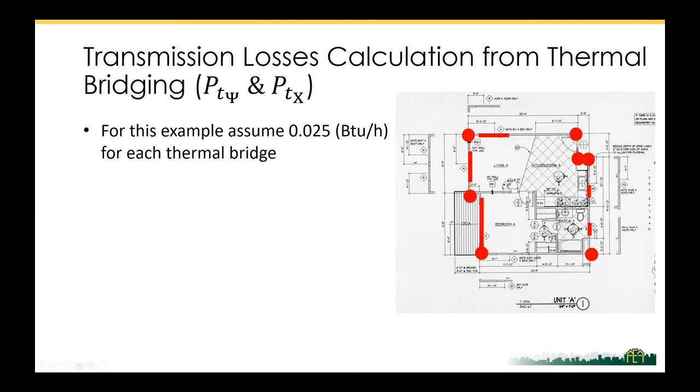And the figure on the right shows all the different thermal bridges in this unit. So at each window, you have a thermal bridge. At each point where there's a corner, you're going to have a thermal bridge. At each stud, I didn't draw that out because this would just be a huge red line, but at each stud, you're going to have a thermal bridge.